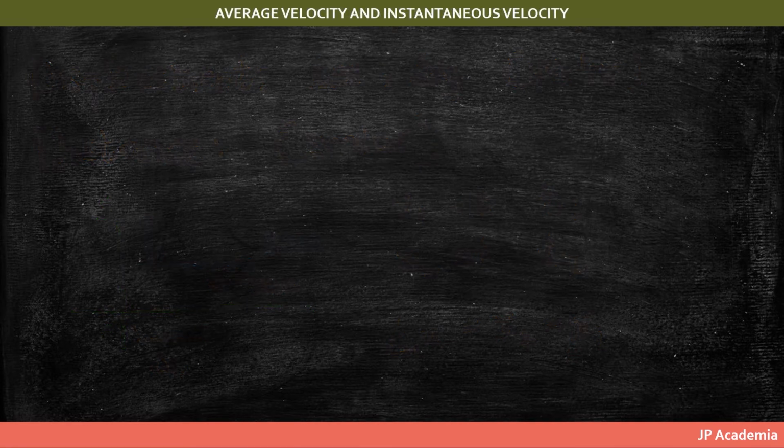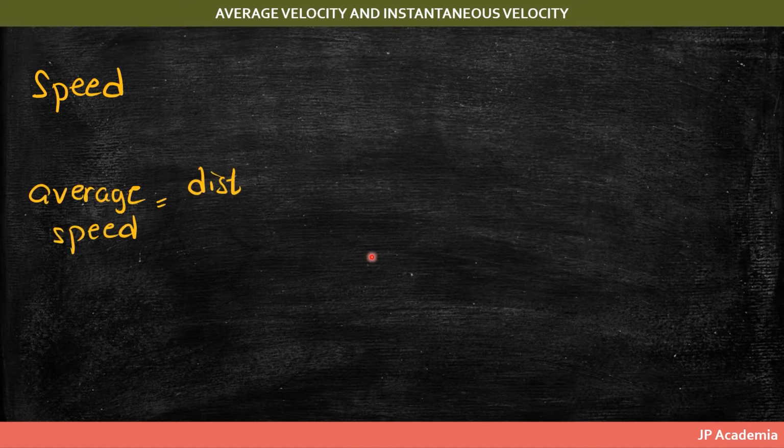Okay, so next we have speed and velocity. Let's start with speed. Speed refers to how far a certain object travels in a given time interval, regardless of direction. Average speed, as shown here, of a certain object refers to the total distance traveled divided by the time elapsed to travel this distance.